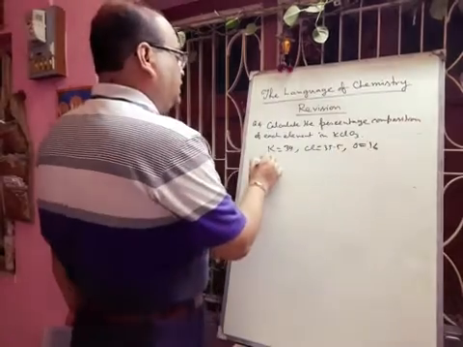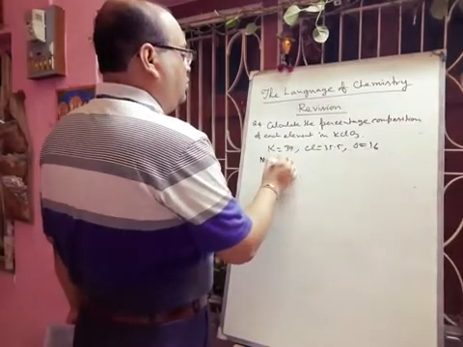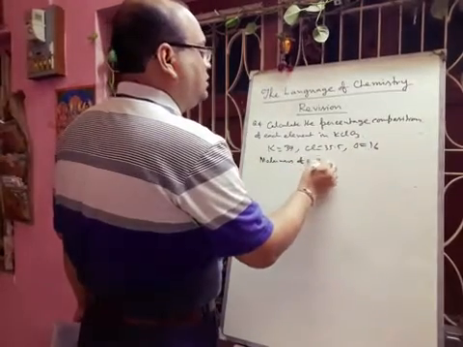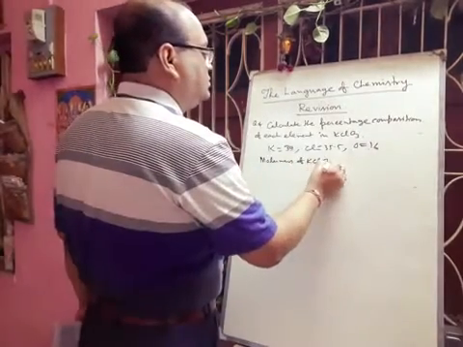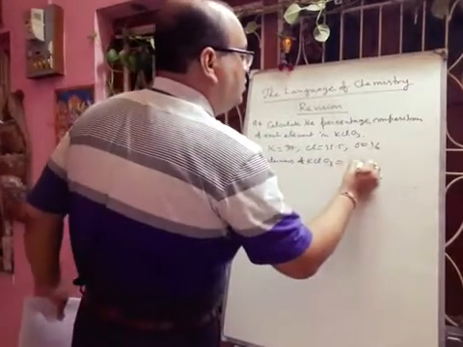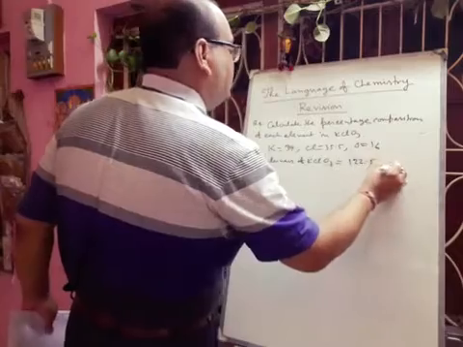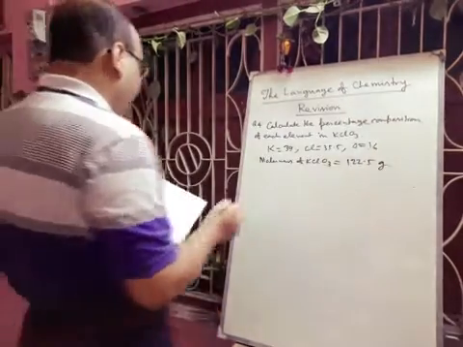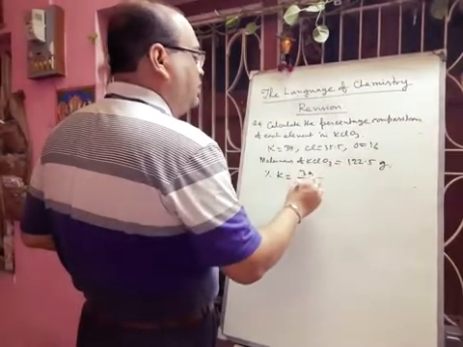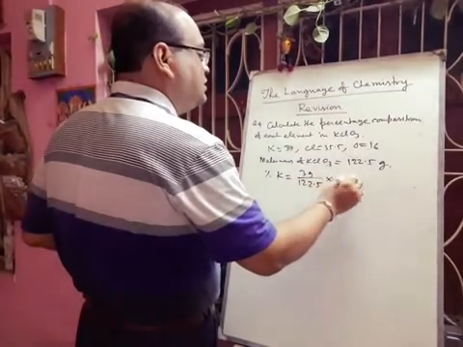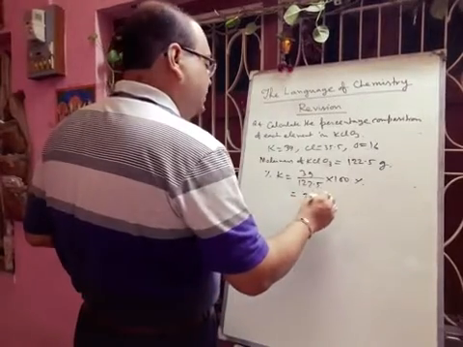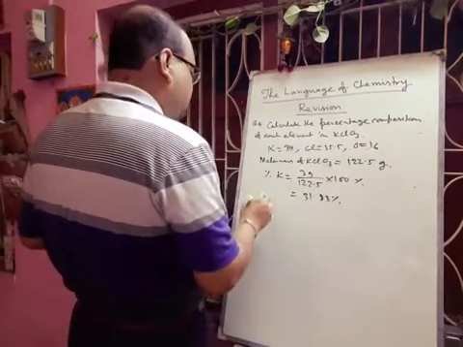So if you calculate the molar mass or molecular weight of KClO3, you will get the value that is 122.5 gram. Okay, so definitely here percentage of potassium, that will be 39 divided by 122.5 into 100%. If you calculate, you will get 31.83%.